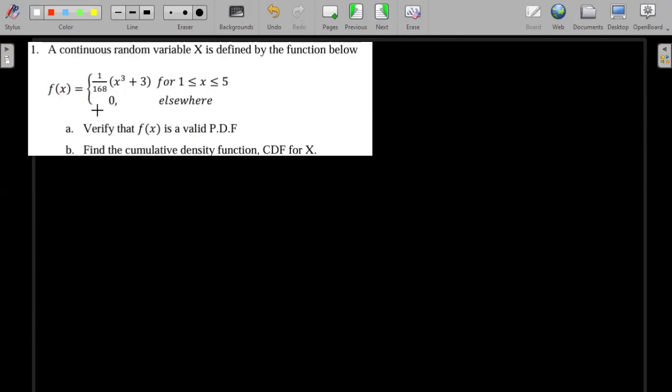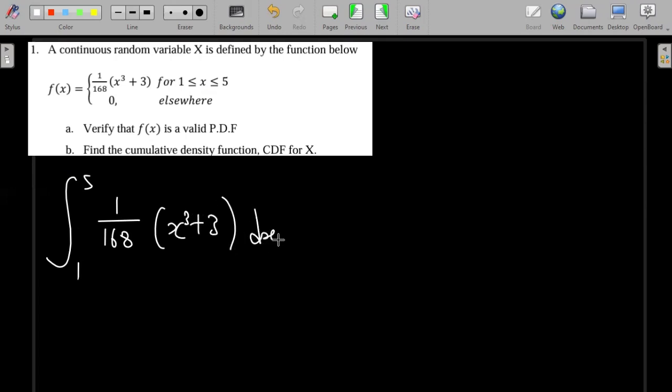We're going to integrate this. It will be the integral from 1 to 5 of 1 over 168 times (x to the power 3 plus 3) dx. This will be equal to, we can take the constant outside the integral, so it will be 1 over 168 times the integral from 1 to 5 of (x to the power 3 plus 3) dx, right?